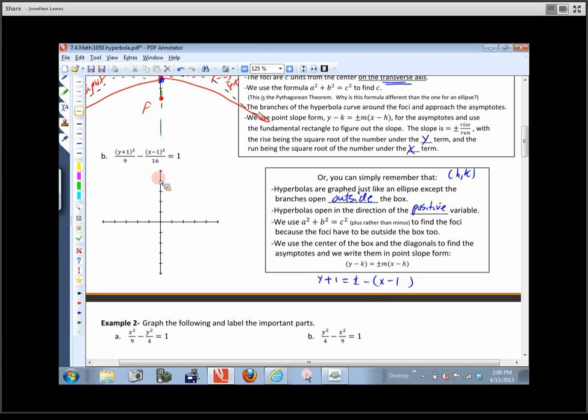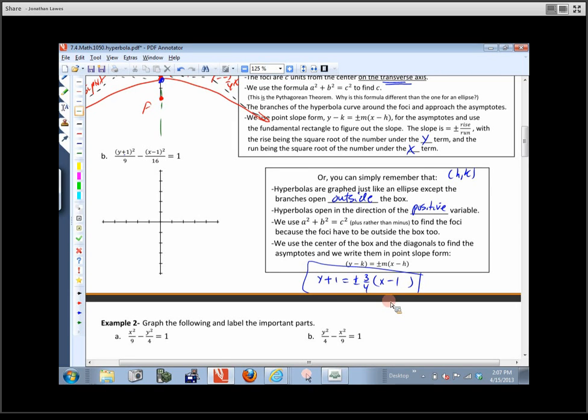Rise has to do with up and down, right? So we look underneath the y. There's a 9. Take the square root there. That's going to be a 3. Run has to do with whether or not we go right or left. What's underneath the x? A 4. Those are the equations of the asymptote. You don't even have to graph it, and you can tell what they are.